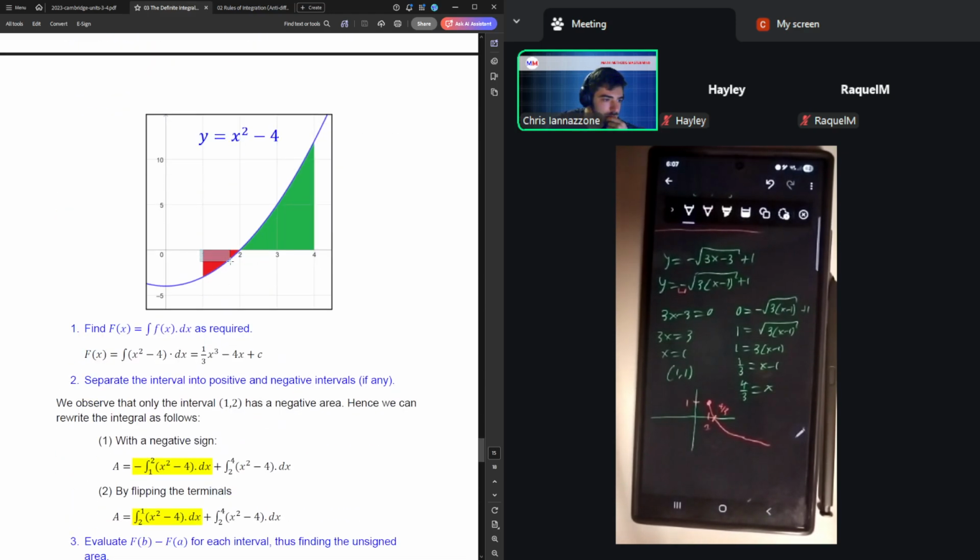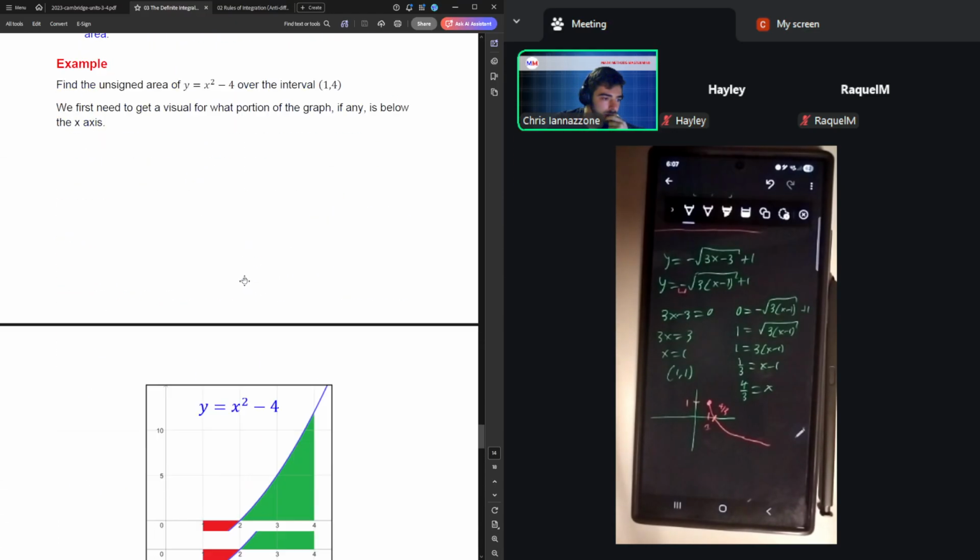Area that is below the x-axis is considered negative. So that's going to be that red spot on the graph. If you were to simply do the definite integral from 1 to 2, you would get a negative number from that. You get negative area. Anything above the x-axis is considered positive. So again, if you were to do the definite integral from 2 to 4, you get a positive result.